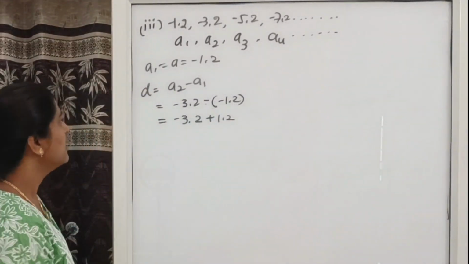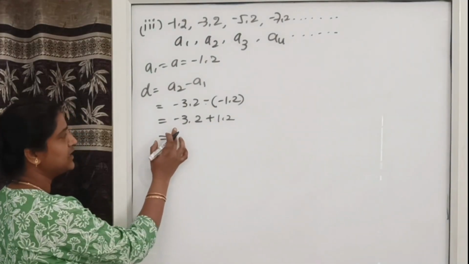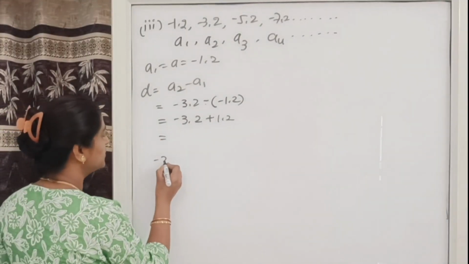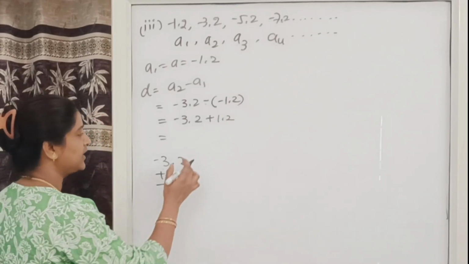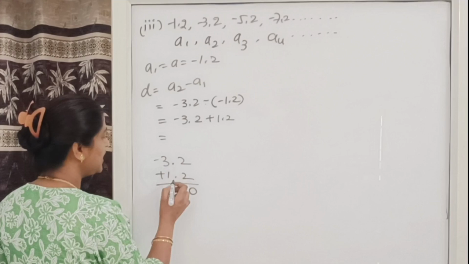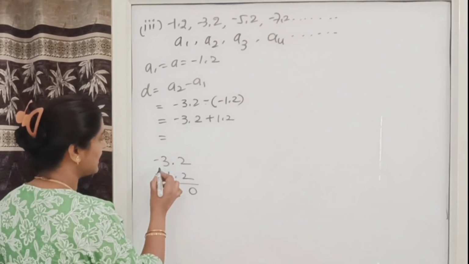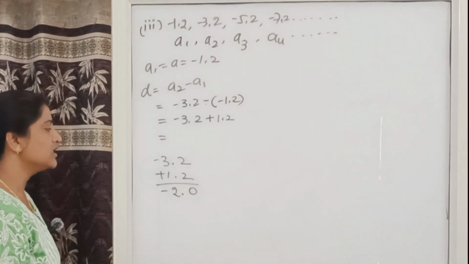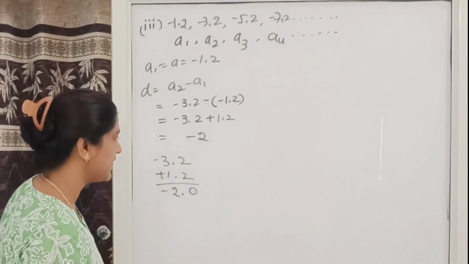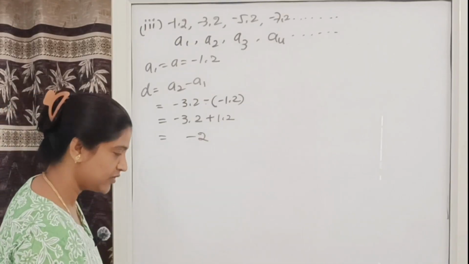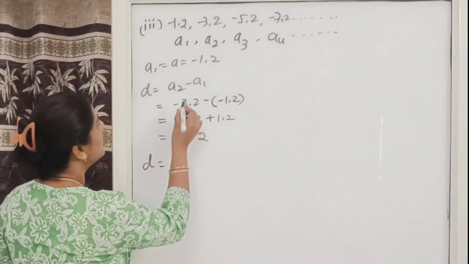Clear? So now one is addition and one is subtraction, means you have to do subtraction. 2 minus 2, 0. 3 minus 1 is 2, and the greater value has the negative sign. So that is minus 2, minus 2 by 2, nothing but minus 1. Clear?